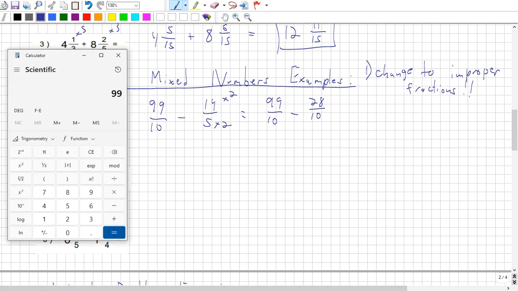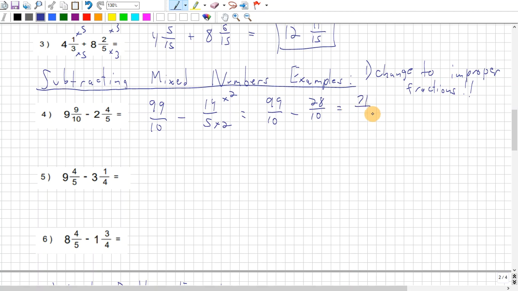So 99 minus 28. Remember, I just subtract the numerators. The denominators stay the same. I end up getting 71 over 10. And if I convert that back to a mixed number, 10 goes into 71 7 times with 1 left over. So my final answer is 7 1/10.